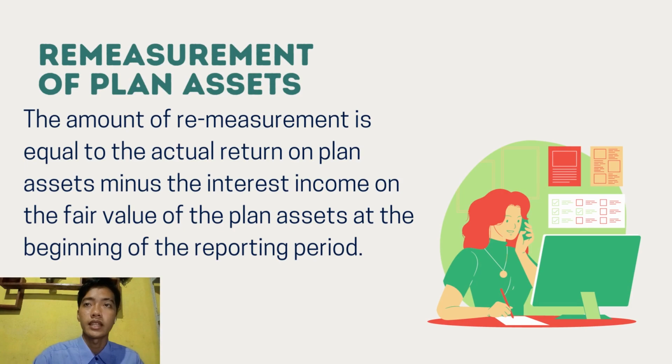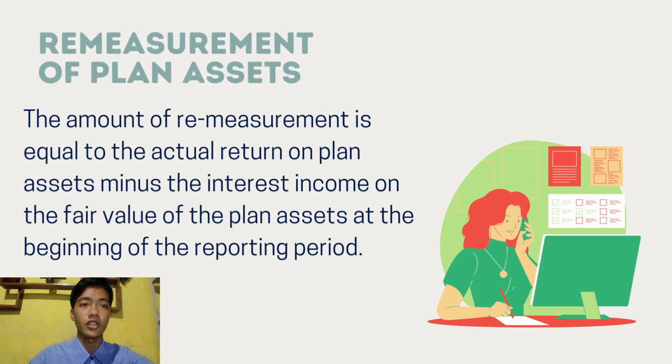Remeasurement of plan assets. The amount of remeasurement is equal to the actual return on plan assets minus the interest income on the fair value of the plan assets at the beginning of the reporting period. So, the remeasurement of plan assets is divided into two. This is the remeasurement gain and the remeasurement loss.